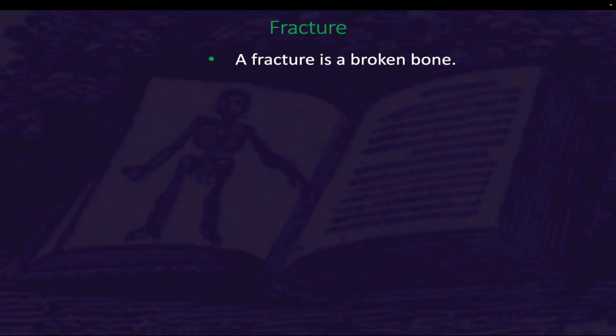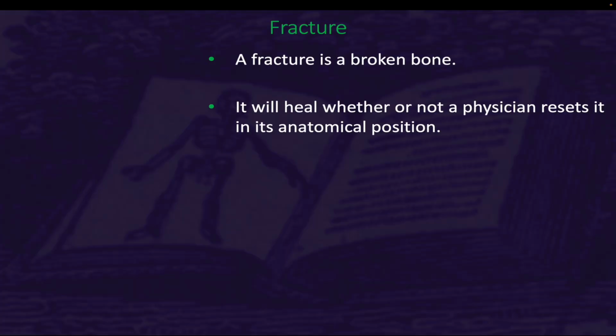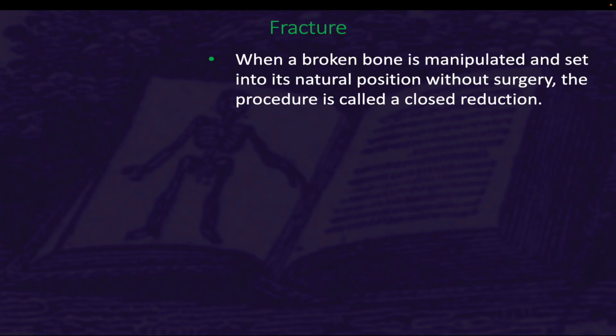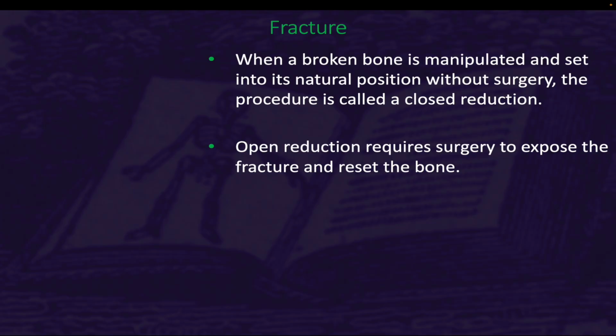A fracture is a broken bone. It will heal whether or not a physician resets it in its anatomical position. If the bone is not reset correctly, the healing process will keep the bone in its deformed position. When a broken bone is manipulated and set into its natural position without surgery, the procedure is called a closed reduction. Open reduction requires surgery to expose the fracture and reset the bone.